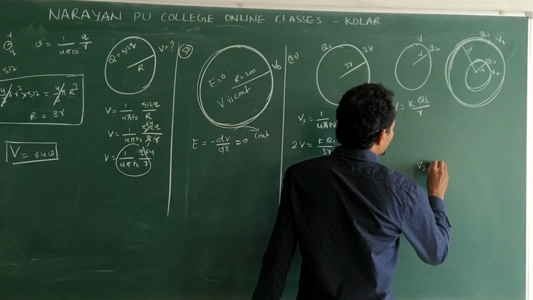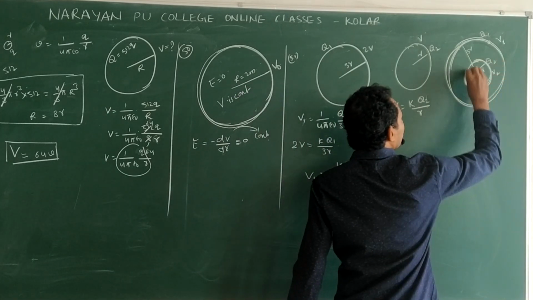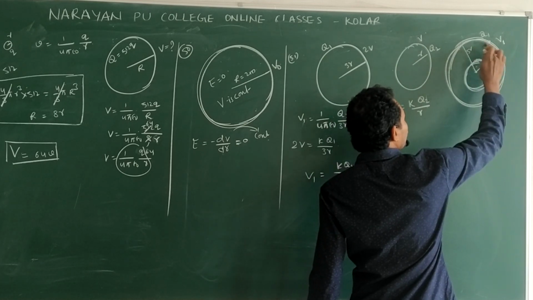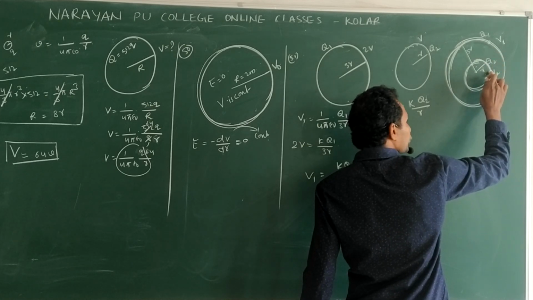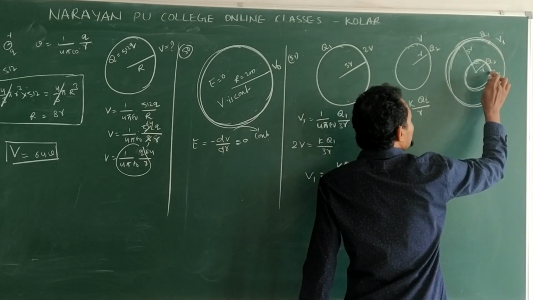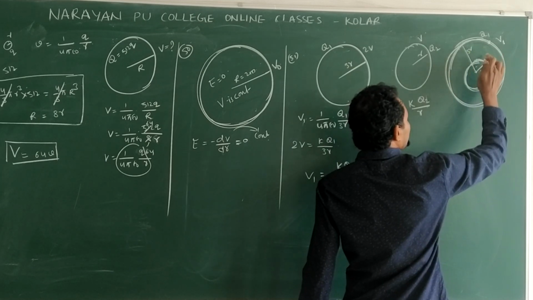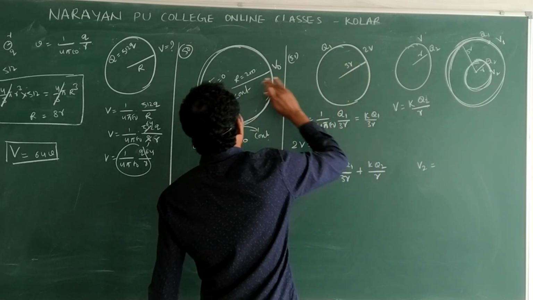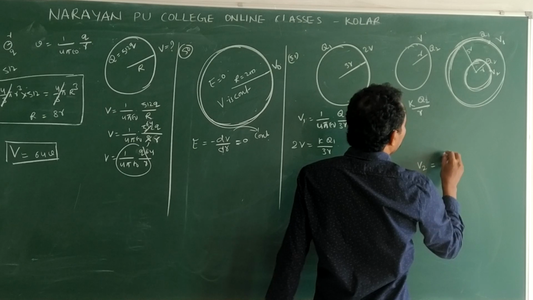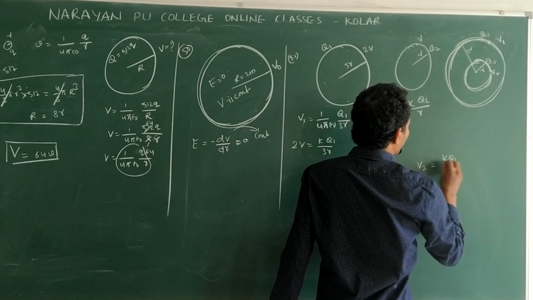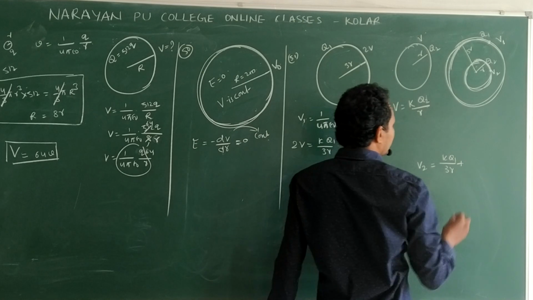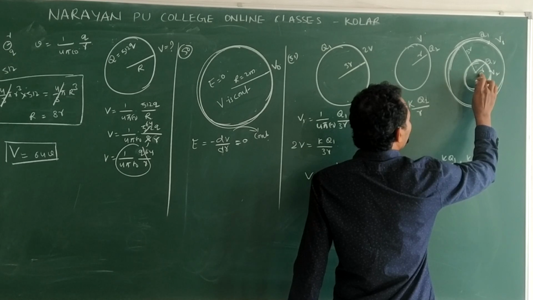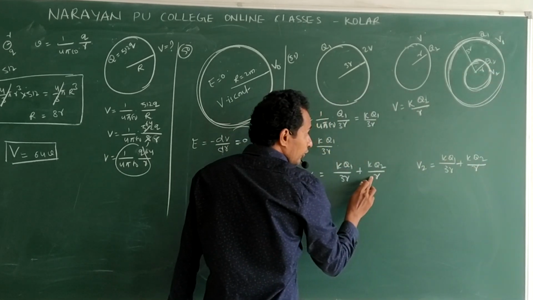Now V2 is the potential on the small sphere. Here the potential is due to the bigger sphere. Here two potentials are possible. One is the potential due to Q1, another is the potential due to Q2. And this point is inside the first sphere. In the first sphere, what happened? Potential is constant according to this concept. So we can write K Q1 by 3R plus K Q2 by, the potential due to the small sphere, and this is R.